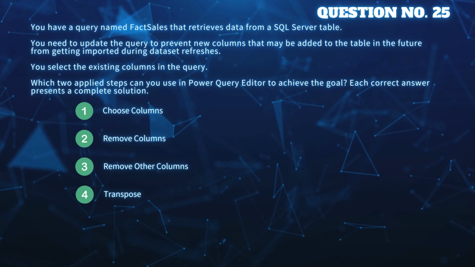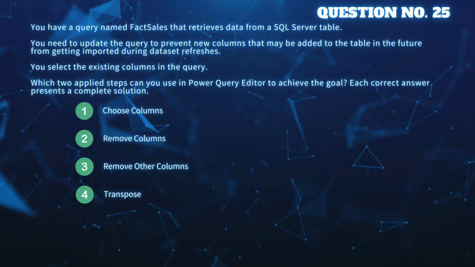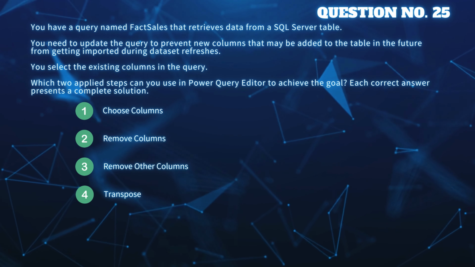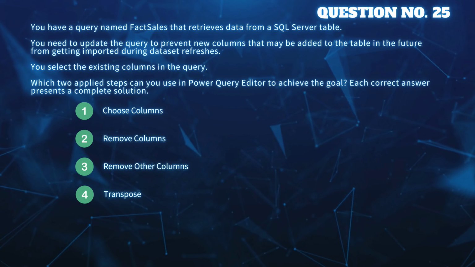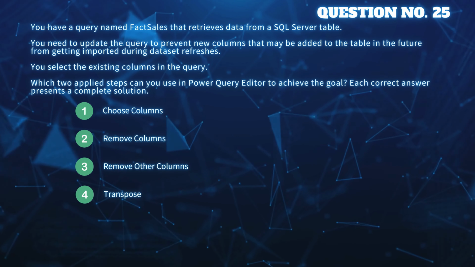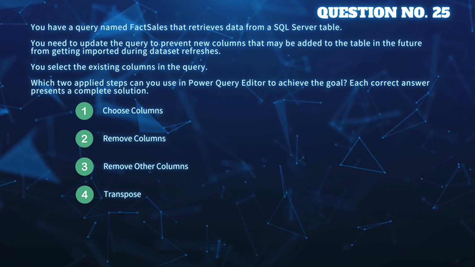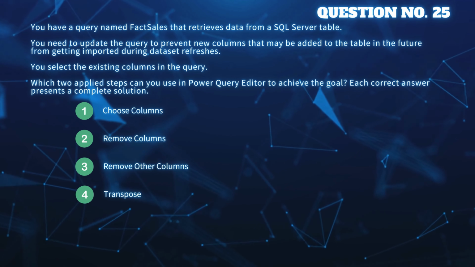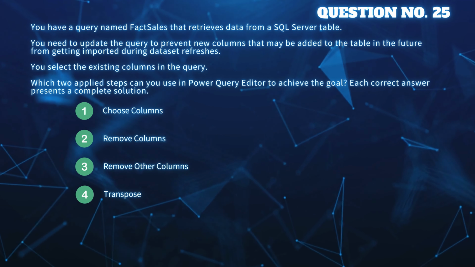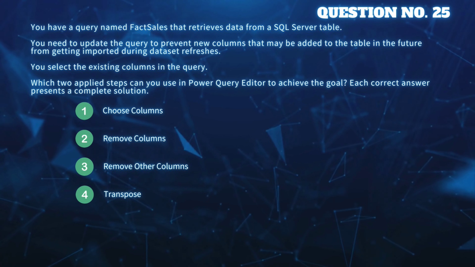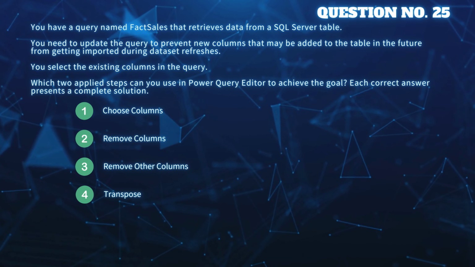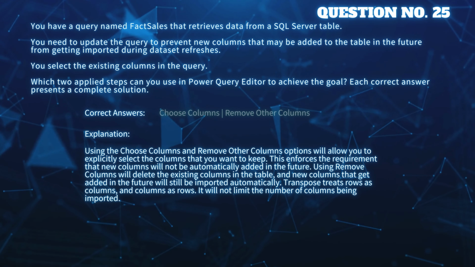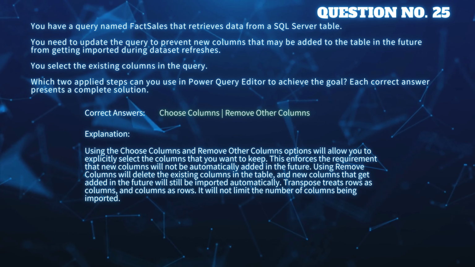You have a query named FactSales that retrieves data from a SQL Server table. You need to update the query to prevent new columns that may be added to the table in the future from getting imported during dataset refreshes. You select the existing columns in the query. Which 2 applied steps can you use in Power Query Editor to achieve the goal? Each correct answer presents a complete solution. Option 1, choose columns. Option 2, remove columns. Option 3, remove other columns. Option 4, transpose. Correct answers: choose columns, remove other columns.